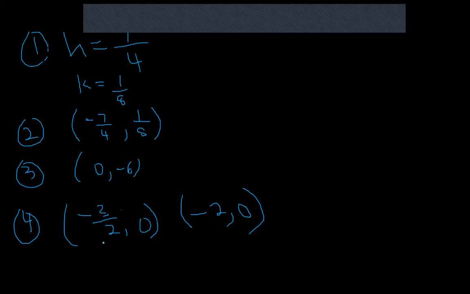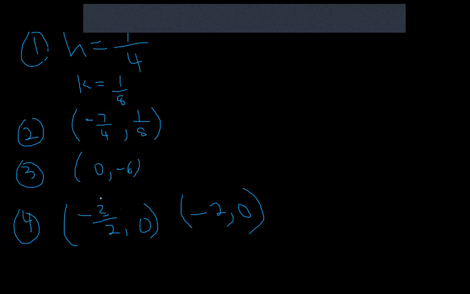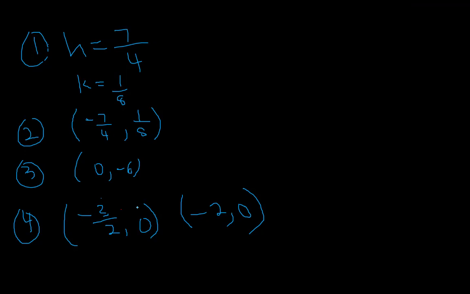Wonderful. Okay. You understand why I didn't just write x is equal to minus 3 on 2 and x is equal to minus 2? Like why I wrote it as a coordinate instead?